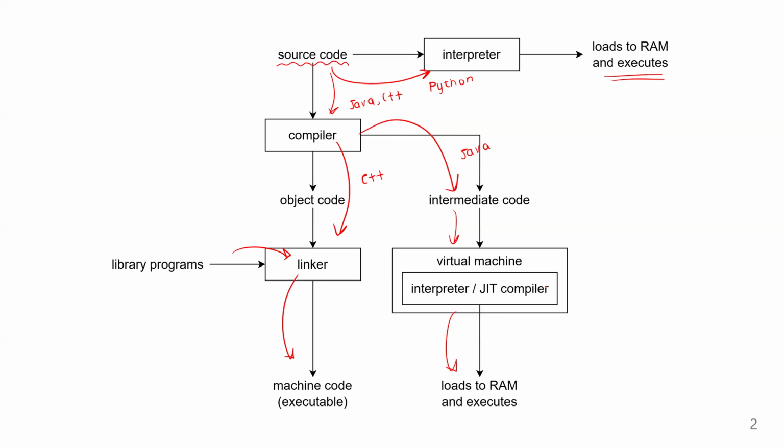Or it may also use something called a JIT compiler, which stands for a just-in-time compiler. But again, you don't need to know these terms. These are just examples of different software used for the intermediate code execution. But that's the overall idea of translation.